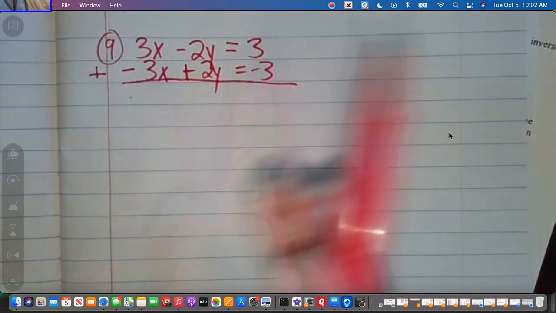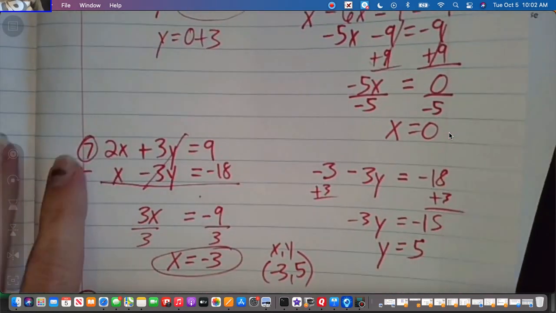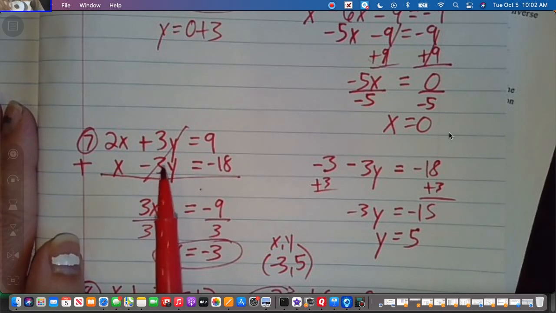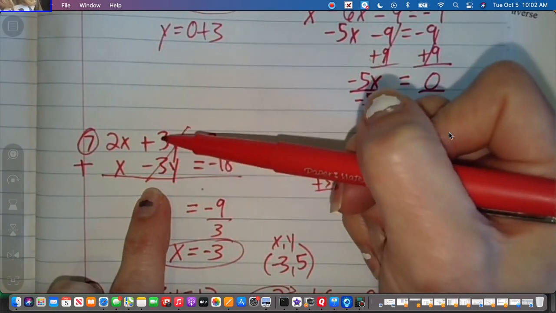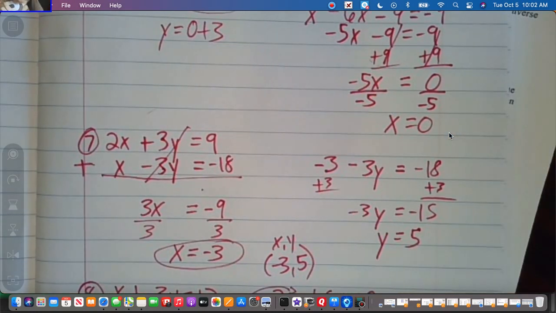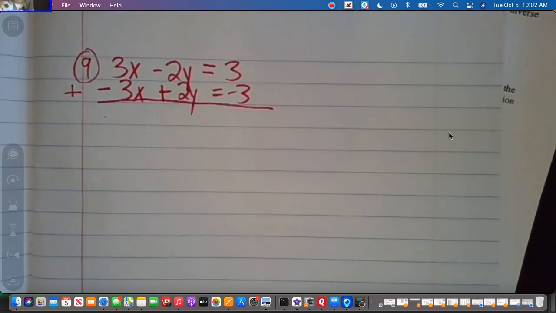Nope. Once you decide that you're adding, look over here at my other elimination. Which one was I getting rid of? The X's or the Y's? The Y's. So that's the number I have to look at. Since they're different signs, I'm going to add. And I have to add the entire equation.